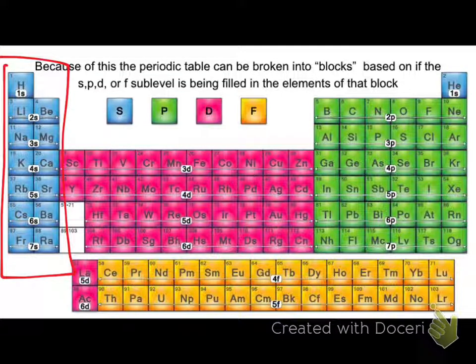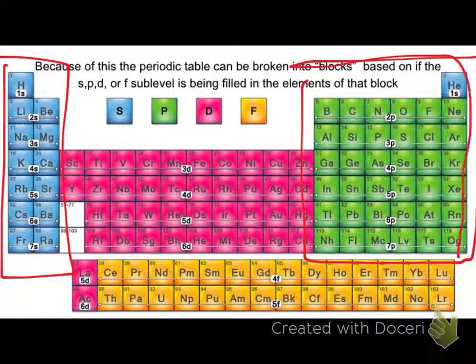And the same thing is true if we come over here. What they're saying is if you're in this block, then your p orbital is being filled. Again, with the exception of helium, which we will discuss later. That's why these blocks are broken up the way that they are. And we can use that information as a helpful way to help us write electron configurations without even having to look at the periodic table. All right?